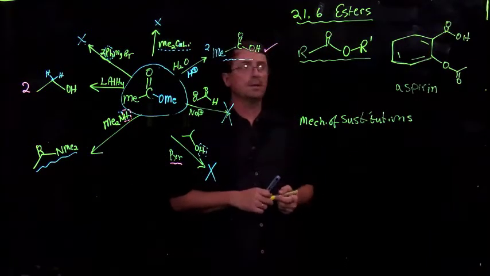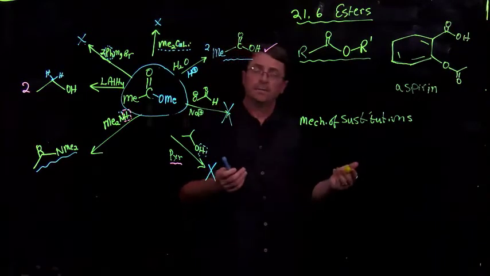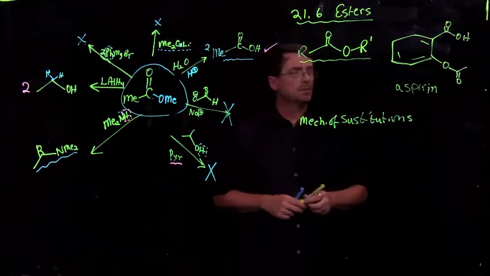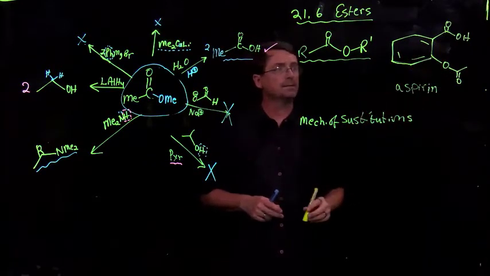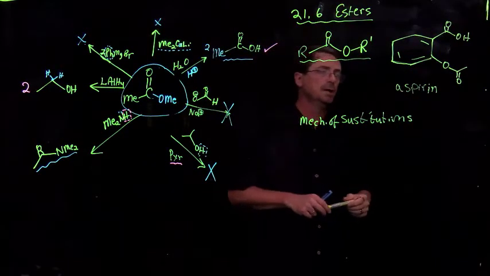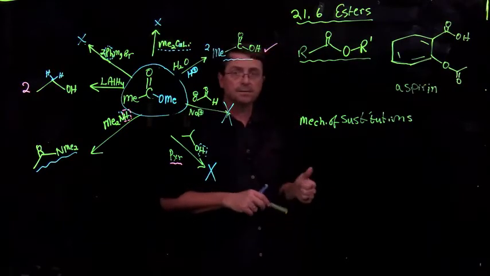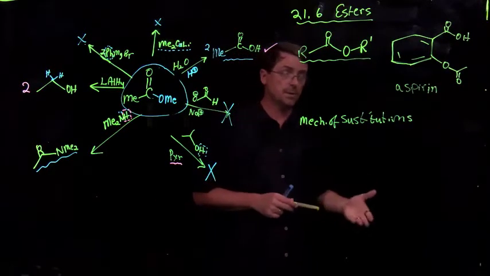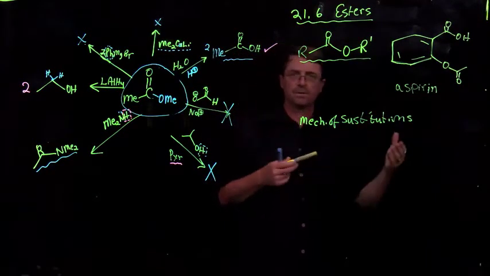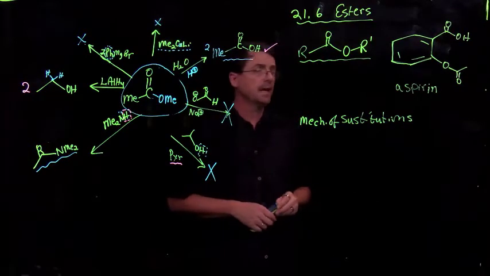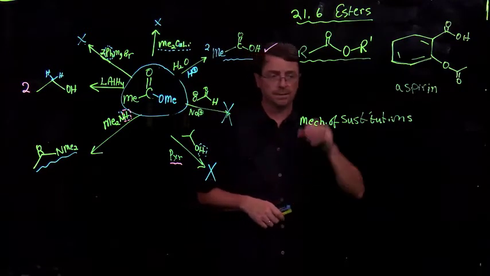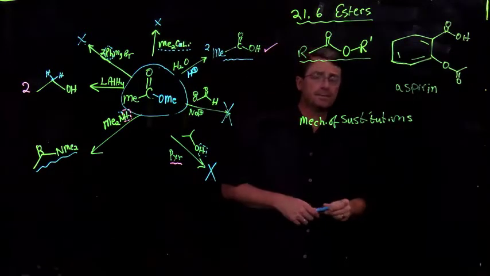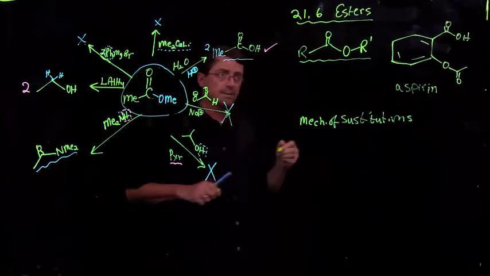A famous example of an ester, one that when I was an undergrad we made in laboratory, is aspirin, or acetyl salicylic acid. This is the chemical structure of the NSAID, non-steroidal anti-inflammatory drug, aspirin. Of course, now there are many modern variants of that, like ibuprofen or Advil and naproxen. The mechanism of substitution of these is very similar.